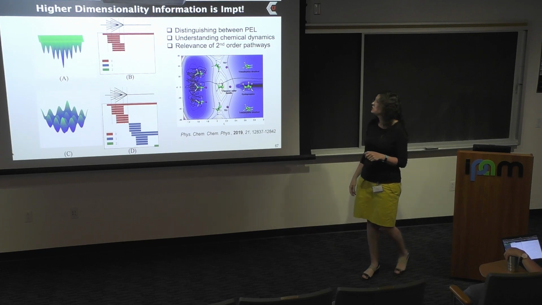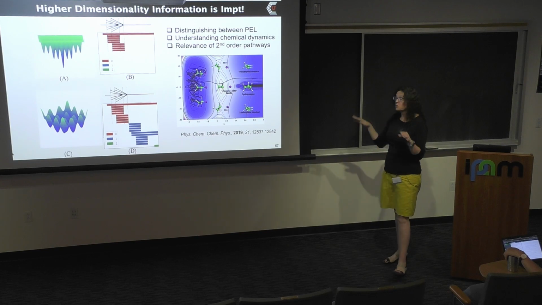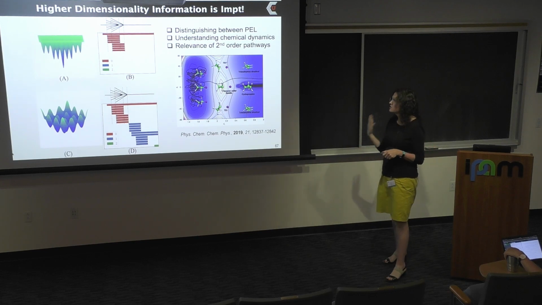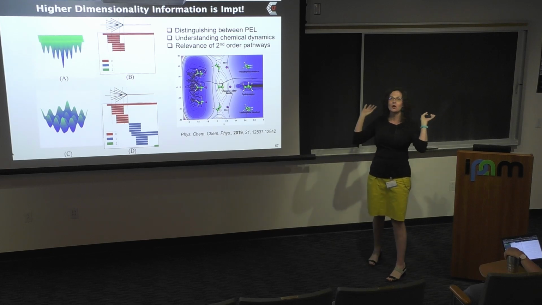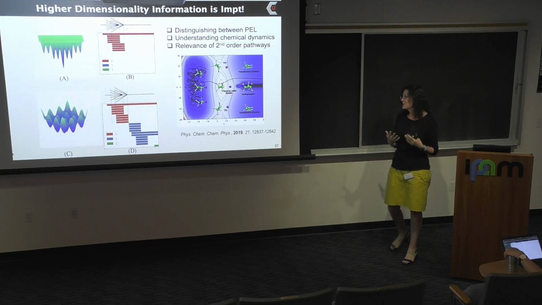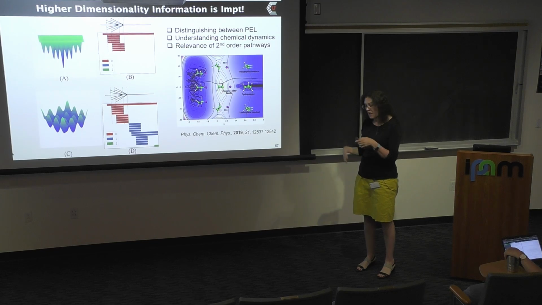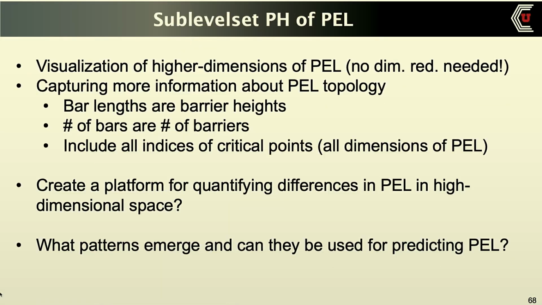And so what we want to be able to do is use sublevel-set persistent homology to distinguish between different potential energy landscapes, to understand chemical dynamics. As a motivation, sometimes people say, well, we only care about transition states. We don't care about any higher order features. But in fact, there are some systems where second order pathways are starting to be recognized as being relevant.